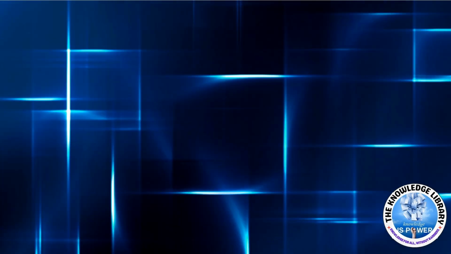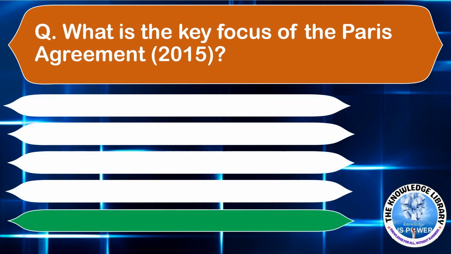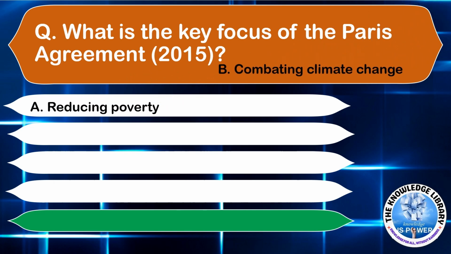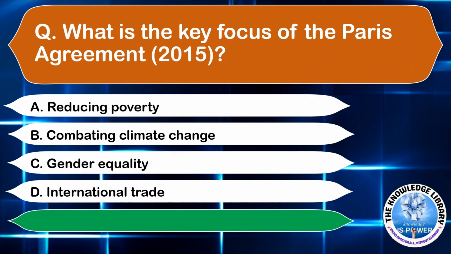Next question is, what is the key focus of the Paris Agreement? Option A, reducing poverty. Option B, combating climate change. Option C, gender equality. Option D, international trade. Correct answer is option B, combating climate change.